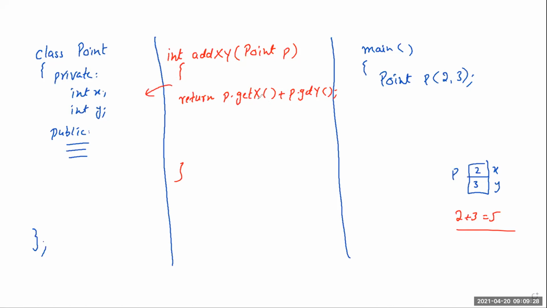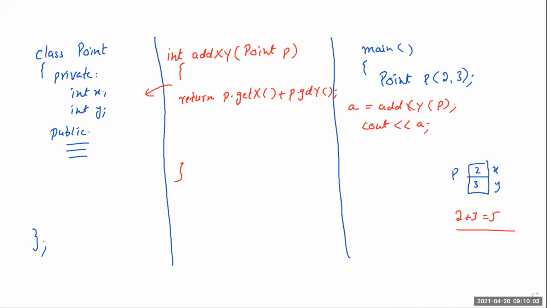Okay, you have a function get x in which you have return x. Similarly, you have a function get y which says return y. Okay, so this is the normal way of doing it: if we want to achieve this, we can do it, and then in the main you can call this function like add xy. You can pass it p, and whatever value it gives you, you can store in an integer and display it.